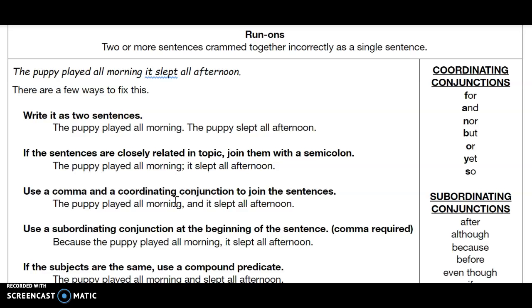All right, a run-on is two or more sentences that are just sort of crammed together incorrectly and made to look like a single sentence. There is something called a compound sentence, where it's two sentences and they're put together correctly to create a single sentence. And that's I guess the difference between a run-on and a compound sentence and what we're going to look at today.